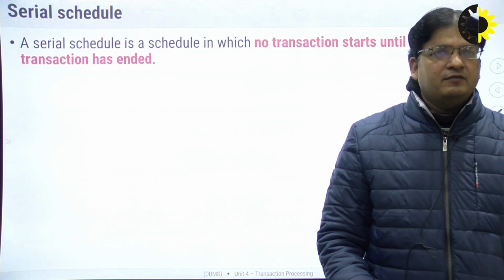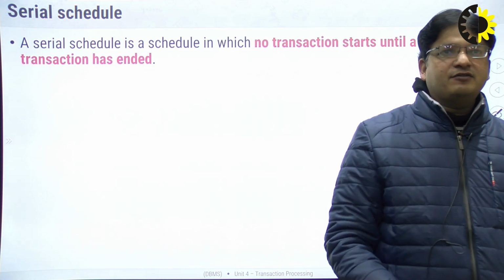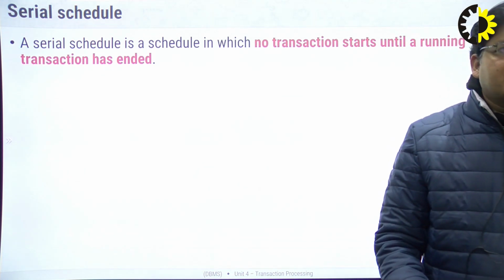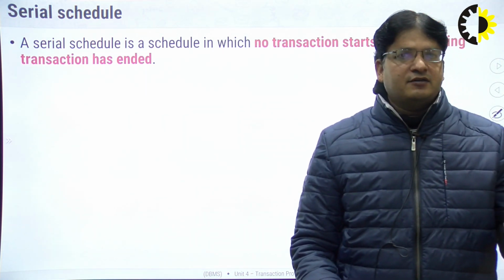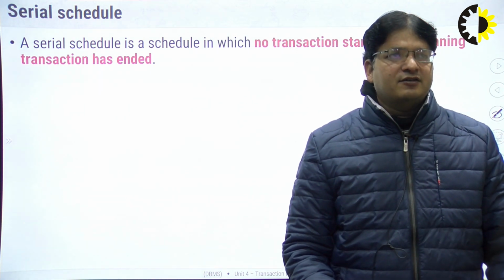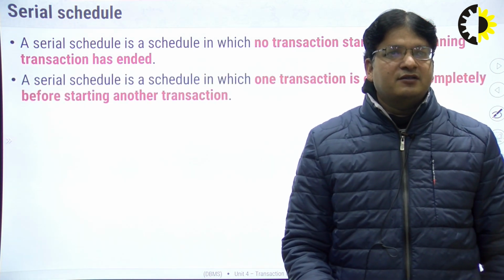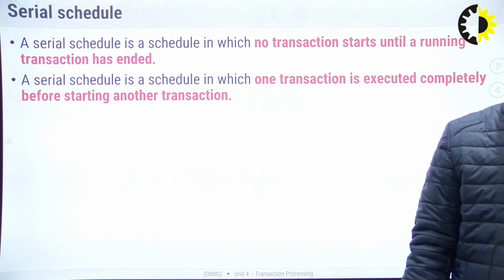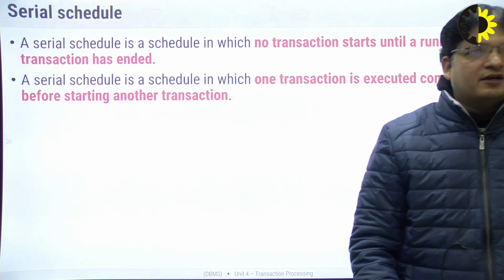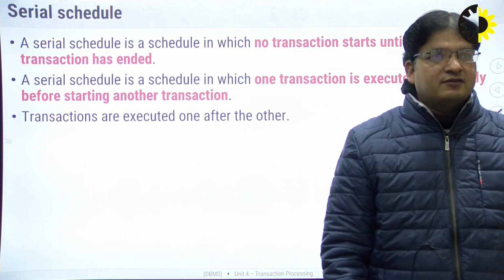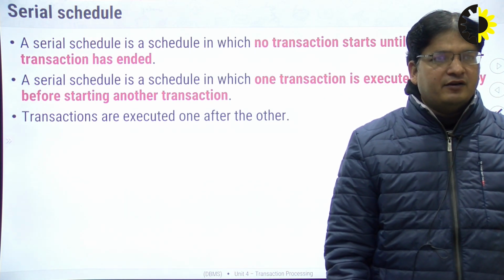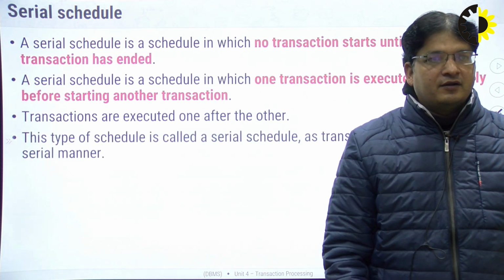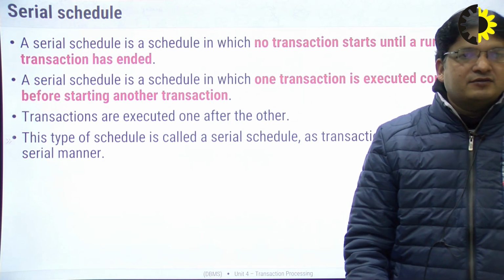Now we say that a serial schedule is a schedule in which no transaction starts until the previous transaction has ended. So if first a transaction completes its execution, then the second transaction will start. Such a schedule is known as a serial schedule. Formally we can define it as a schedule in which one transaction is executed completely before starting another transaction. Transactions are executed one after another, that is, one completes and then the other starts. This type of schedule we have discussed is known as a serial schedule.